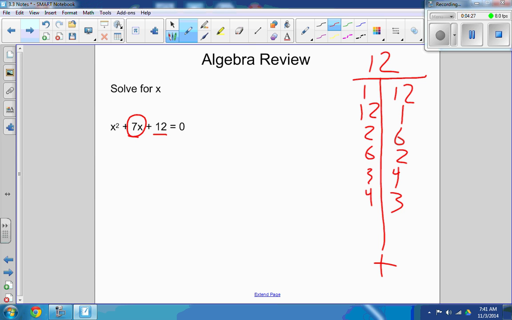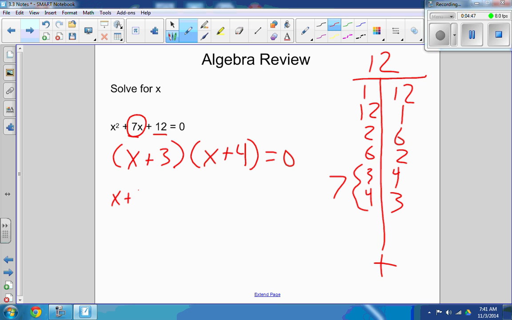Add up to 7x. 1 plus 12 is 13. 2 plus 6 is 8. 3 plus 4, 4 plus 3, both of these will give me 7 when added together. So x plus 3, it doesn't matter which one I pick, times x plus 4, all this equals 0.